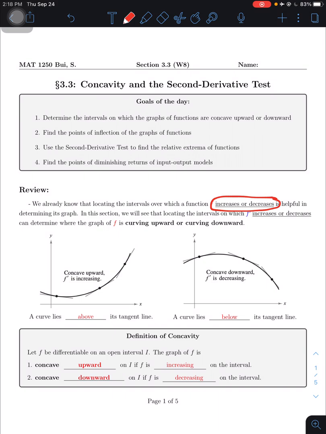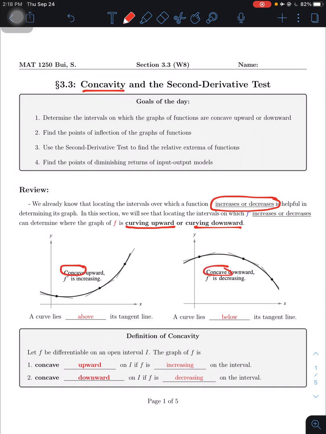And in this section, we'll see that locating the intervals on which f prime increases or decreases can also determine whether the graph of f is curving upward or curving downward. Curving upward or curving downward is what we refer to as concavity. So what does concavity mean? It means concaving upward or concaving downward.